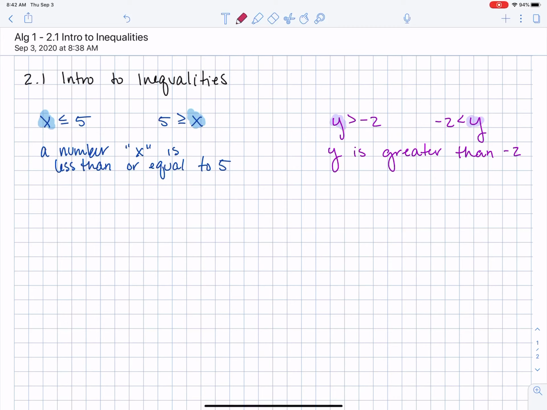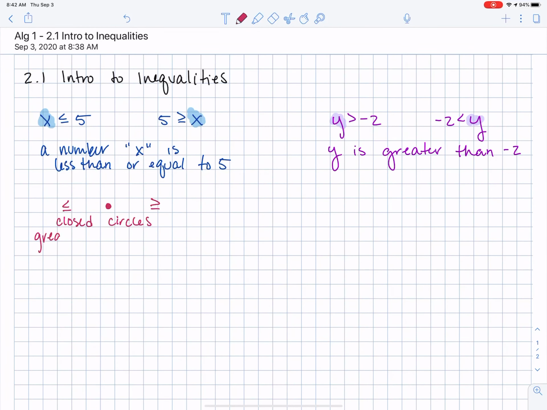A lot of times we have what is a closed circle. And this is when we're talking about these signs with the little equal bar under it. These are closed circles. And this one means greater than or less than or equal to. So this means that you can include the number in your solutions.